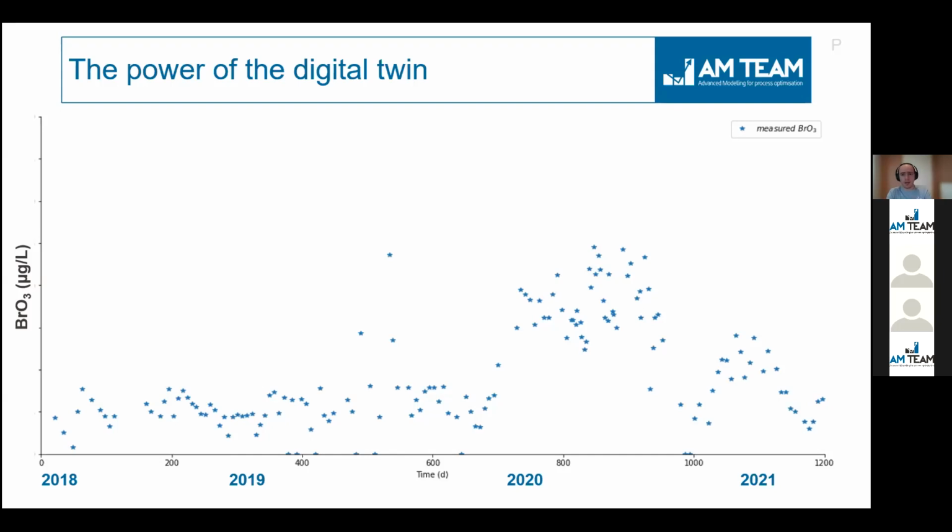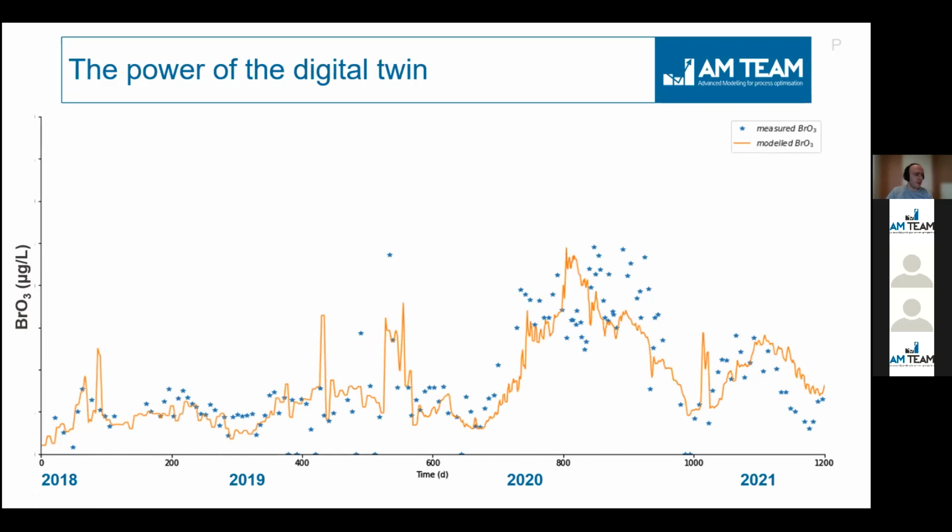We also applied our Amazon model to an existing ozonation plant on a demo scale. And here you see 4 years of data. So a lot of bromate measurements measured at the effluent of the ozonation. And we modeled this 4-year data. And I wanted to show you this graph just to show you the power of a digital twin. So in orange, there should appear a beautiful graph. So yeah, you can see that the model really captures this dynamic data and predicts the bromate formation very well.